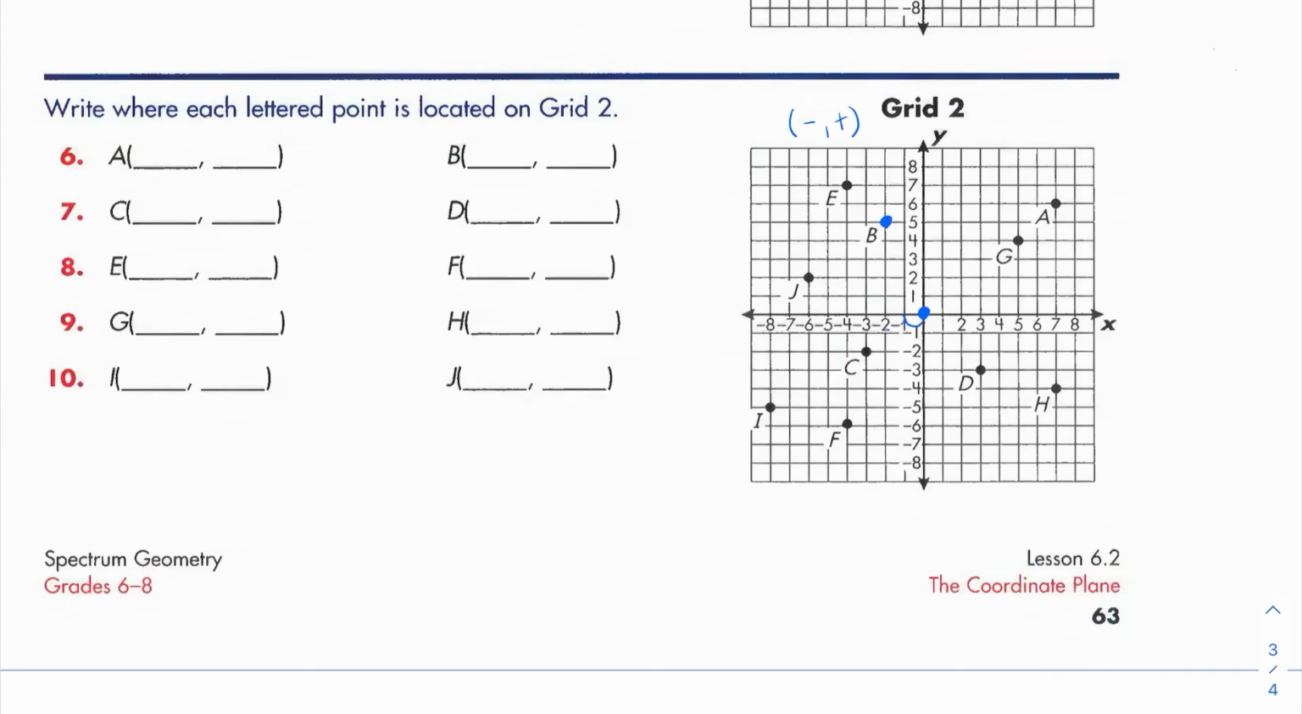1, 2. We need to move 2 units to the left. Now let's count up. 1, 2, 3, 4, 5. So we move to the left 2, so the x value of your point will be a negative 2. And then we moved up 5, so the y value of your point will be a positive 5. So point B is located at negative 2, 5. You're now going to go back and do point A and then points C through J.